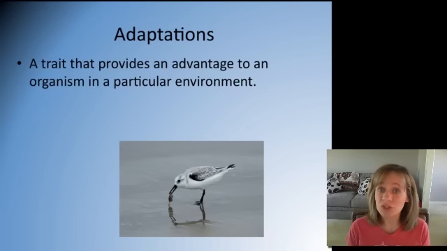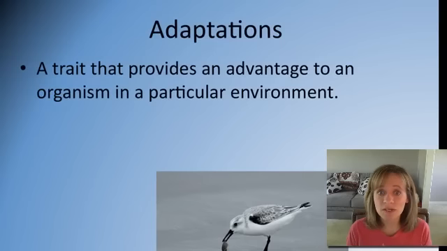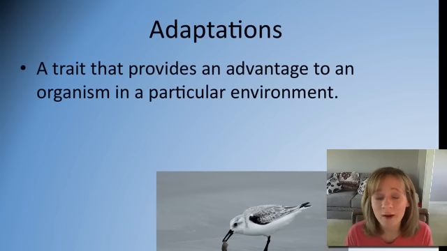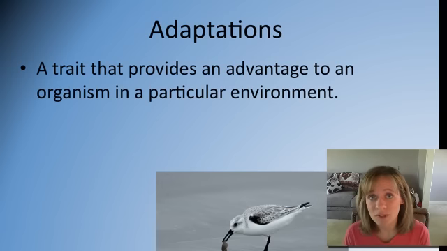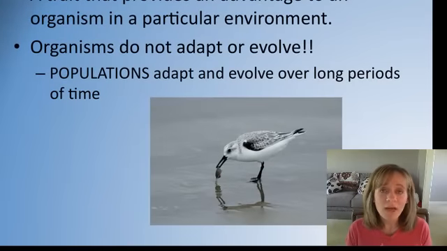So let's talk a little bit about those adaptations that populations evolve to have for their environment. An adaptation is a trait that provides an advantage to an organism in a particular environment. That is so key to understand, that it is dependent upon the current time and the current environment. Just because something is good in one environment does not mean it's going to be helpful or good in a different environment. And this is so important.